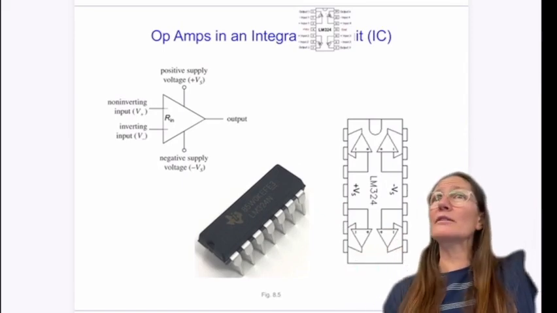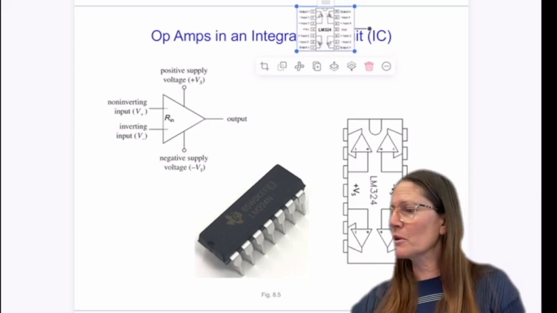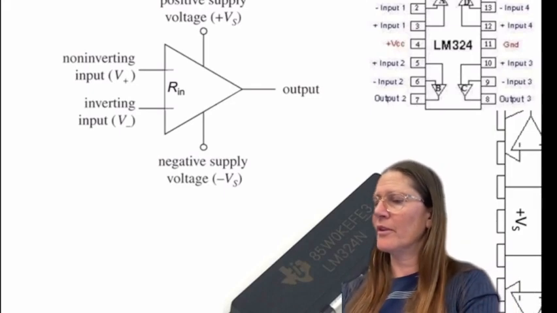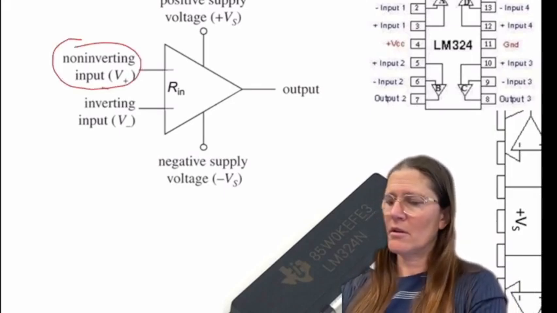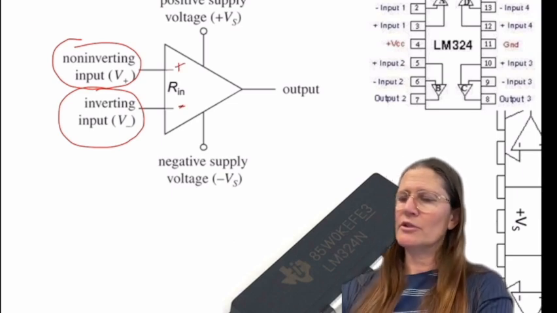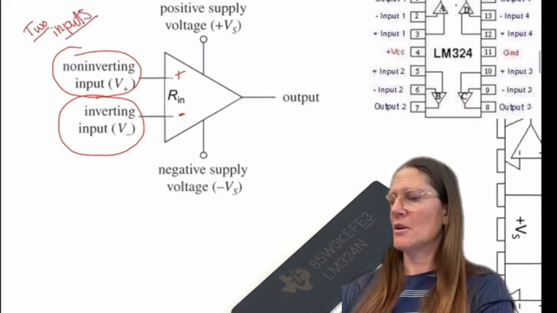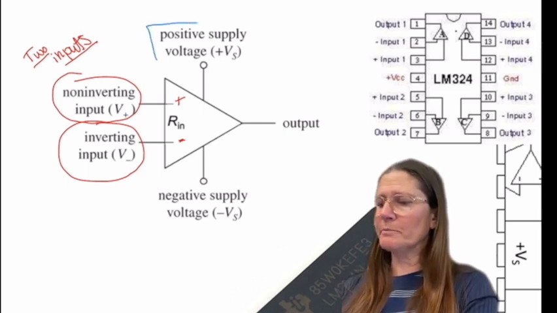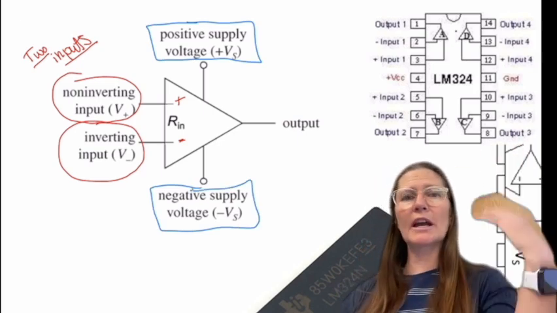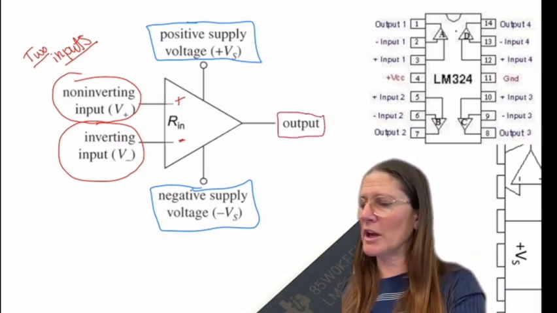The symbol looks like this in a schematic, and it's going to be this chip. On this chip, it has two inputs: a positive input and a negative input. You have to give it power, so it has its supply powers, a plus power supply and a negative power supply. And then you have an output, and it's one output.